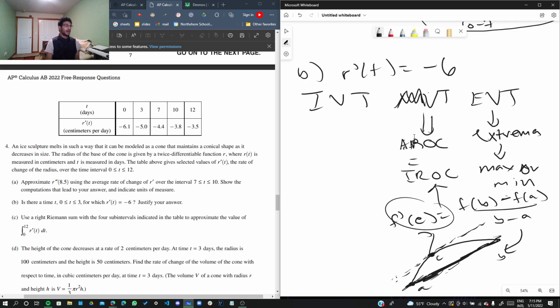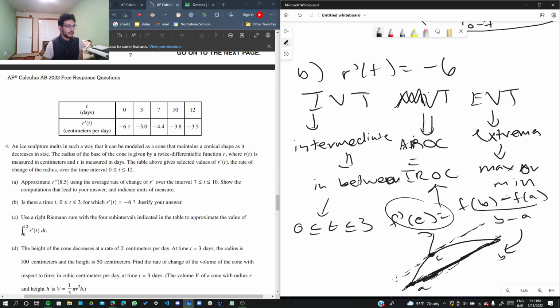But here, what we're trying to use is, is there a value from 0 to 3 for which r prime of t is negative 6? And think of the intermediate value theorem as just an in-between theorem. So if you have this interval from 0 to 3, that means you're going to have some sort of r prime of t, where r prime of 0 is less than or equal to r prime of t, which is less than or equal to r prime of 3. Or you can switch them around, whichever is bigger.